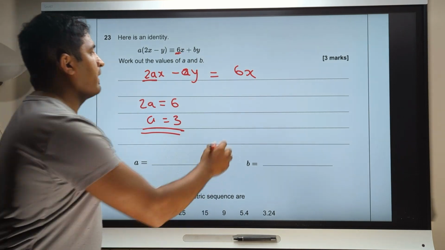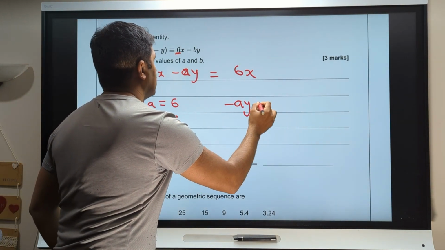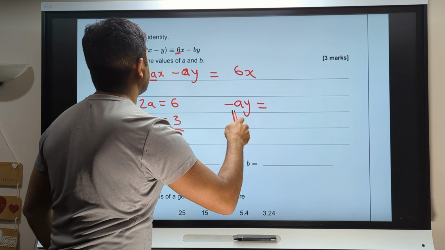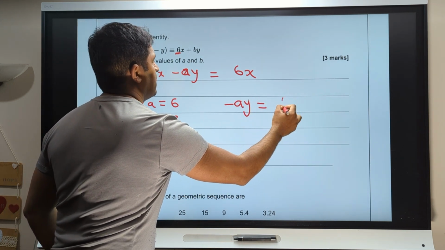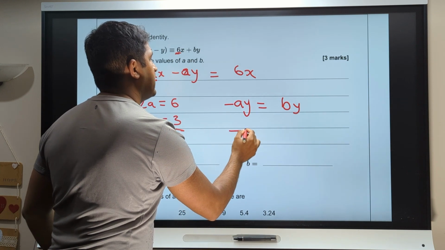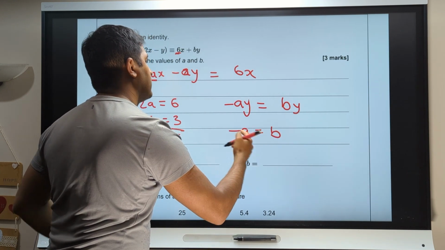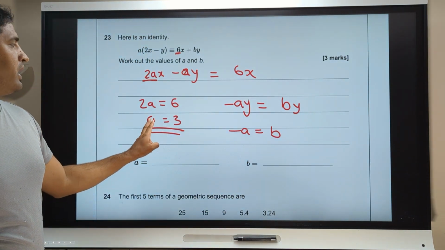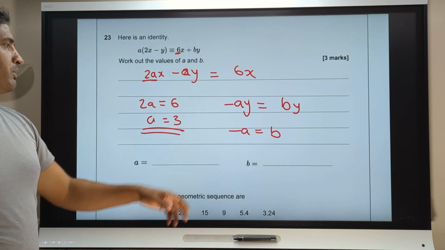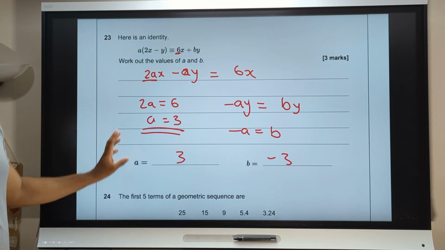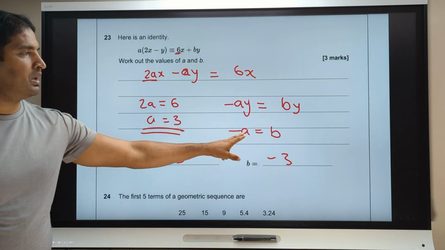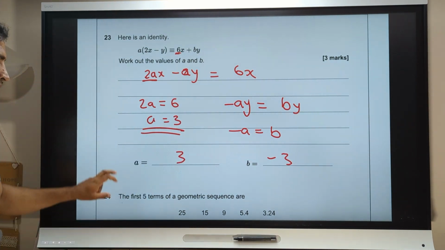And negative ay is equal to positive by. So negative a is equal to b. That's the only way it can both happen. So if a is equal to 3, then b is equal to negative 3. That's all you had to say. So a is 3, so b is negative 3. Okay.